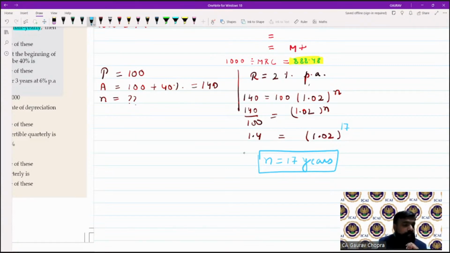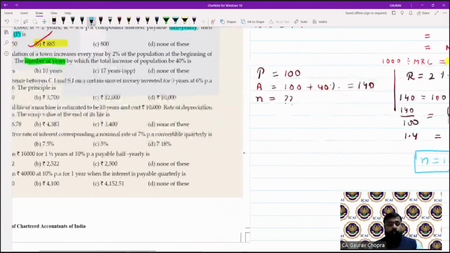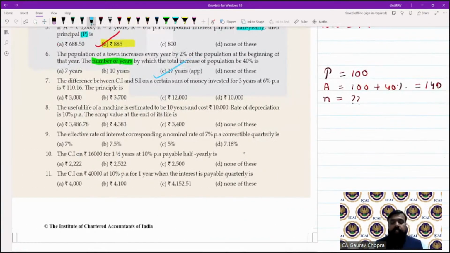Yes, Aditya, Aryan Kumar and Manish has given the answer. Ritu has also given, and then Dimple. Great. So 17 is the correct answer.